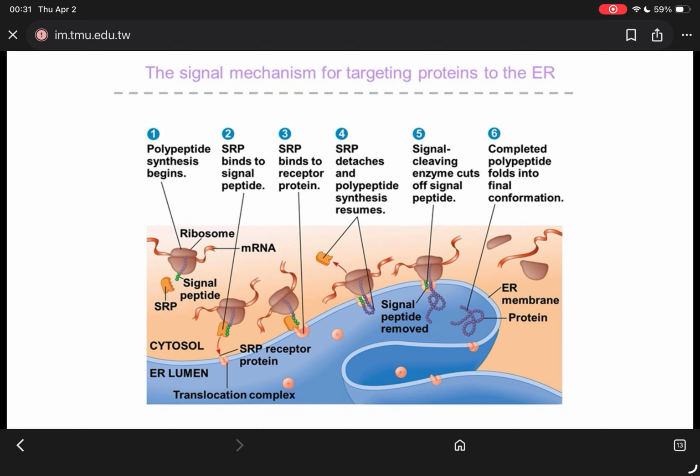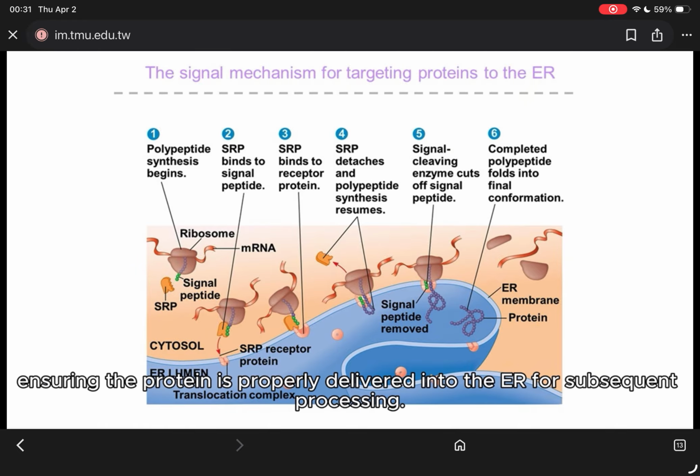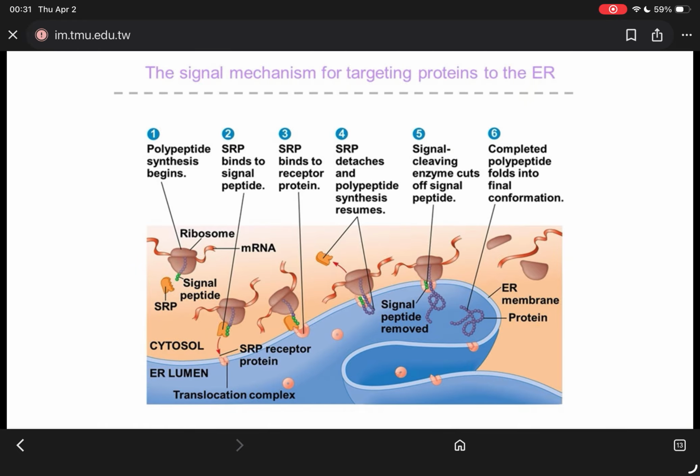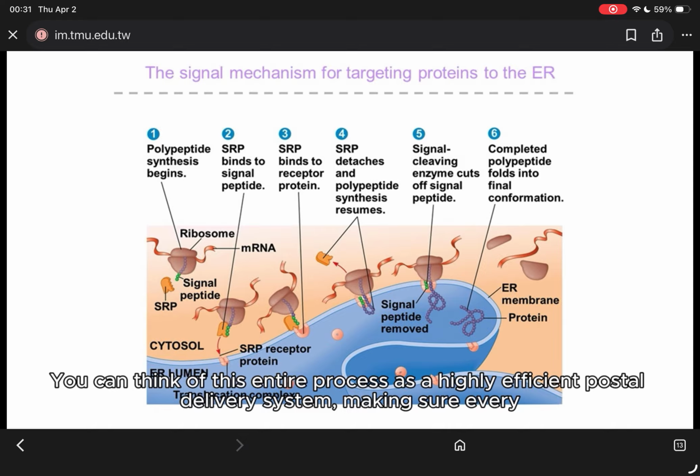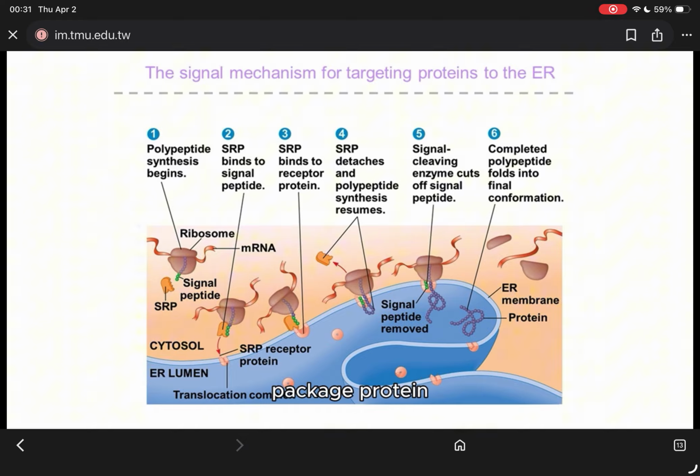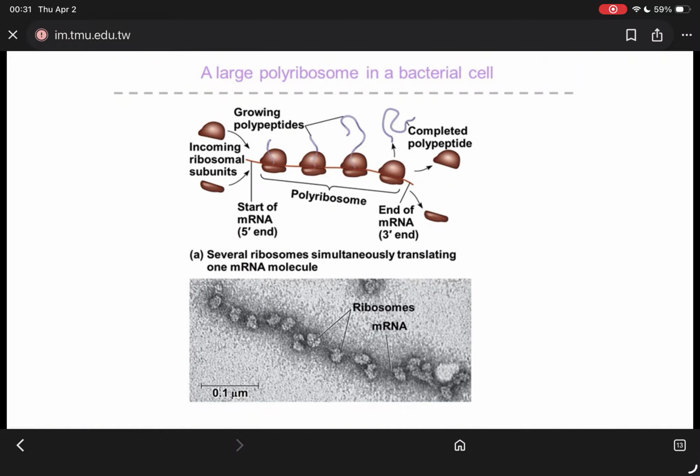To summarize, the key to protein targeting to the ER is the signal sequence at the protein's beginning. Through SRP recognition and guidance, the ribosome is directed to the ER membrane and aligned with the translocon, ensuring the protein is properly delivered into the ER for subsequent processing. You can think of this entire process as a highly efficient postal delivery system, making sure every package, or protein, is delivered to the correct address on time.